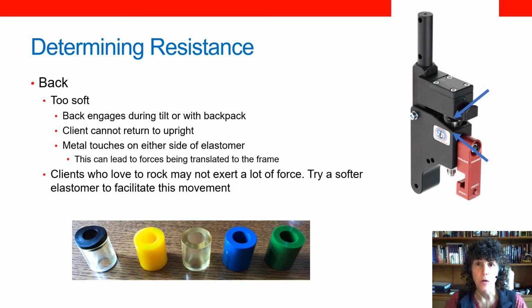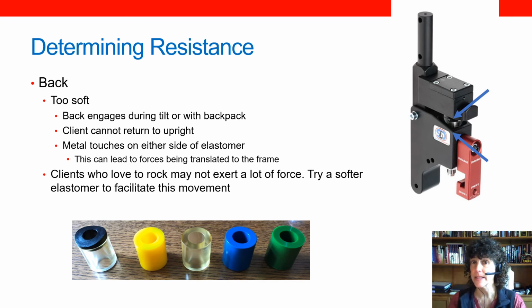If the metal on either side, as you can see in this picture here with these blue arrows, is actually touching each other, then again the forces can translate through the dynamic component to the frame, even leading to damage to the frame. So it's very important to make sure you're not seeing these pieces of metal approaching each other too much. If they're actually touching, definitely it's time to change the elastomer, either because it's worn or because it's simply too soft for that individual client.